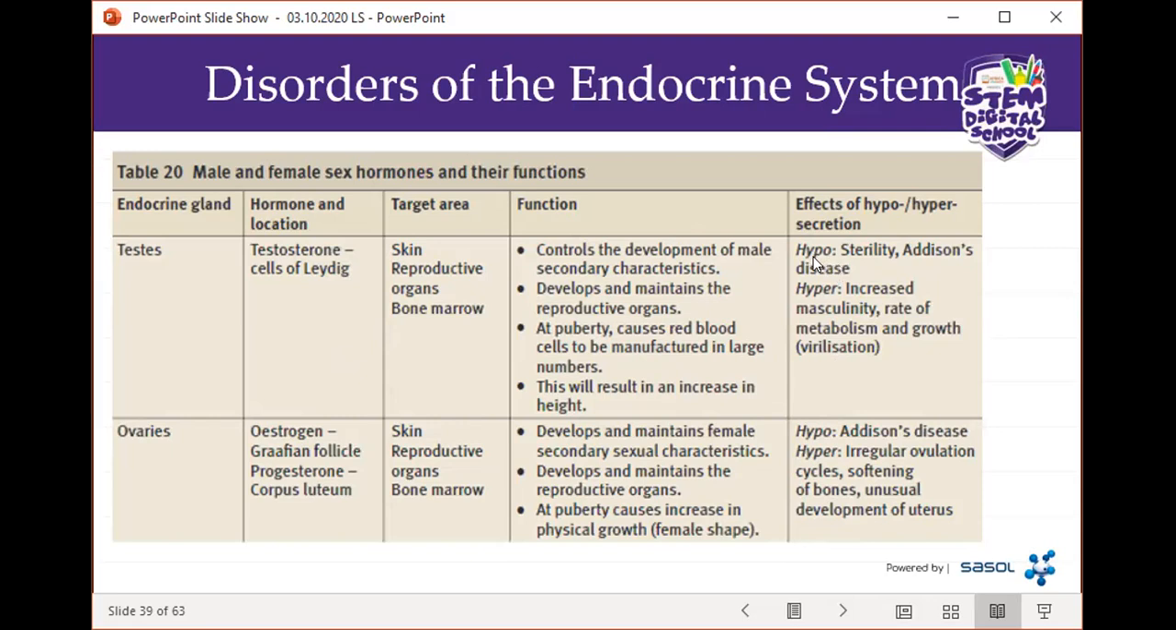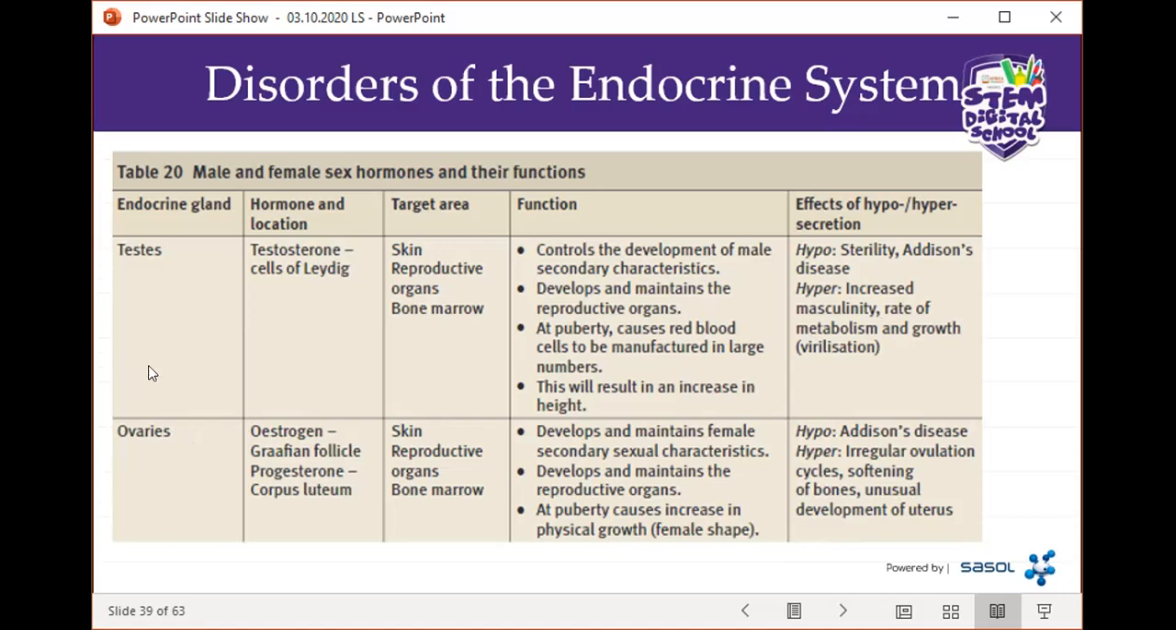So in the testes, a hyposecretion would lead to sterility as well as Addison's disease. Such sperm, which is sterile, would not be able to fertilize the egg. Then hypersecretion of testosterone would cause increased masculinity. This would refer to the secondary sexual characteristics that happen during puberty. Then the rate of metabolism and growth, right? So we also have an increased rate of metabolism and growth.